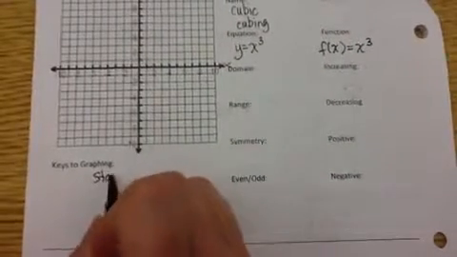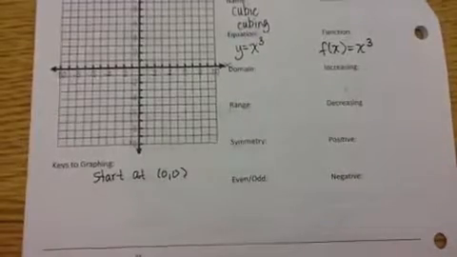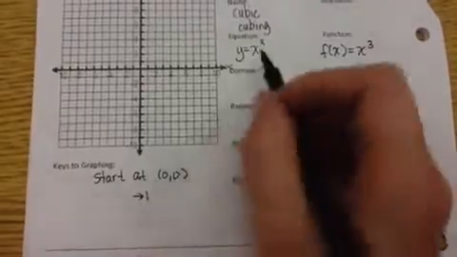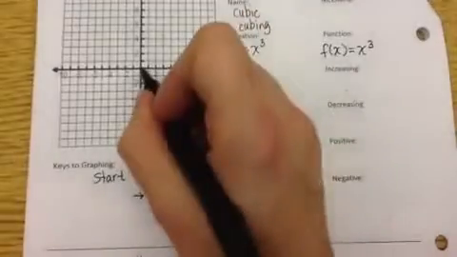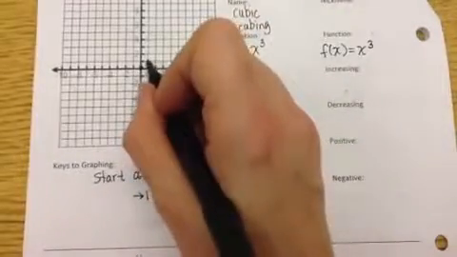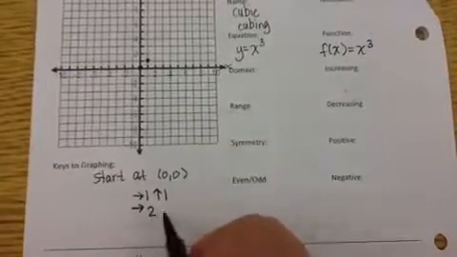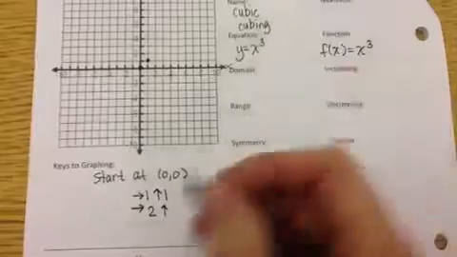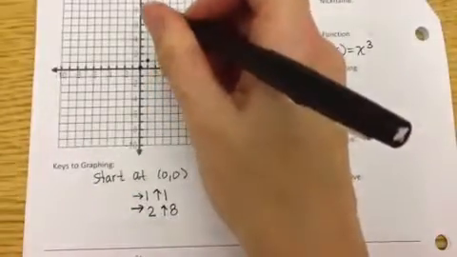Now in the cubing function, we're going to start at 0, 0. This is going to be a little bit different. We're going to move over 1, and then if I cube my x of 1, I'm going to be moving up 1. So from 0, 0, I go over 1, up 1. Then if I go over 2, I'm going to be going up 2 cubed, which is 2 times 2 times 2. So over 2, up 8.